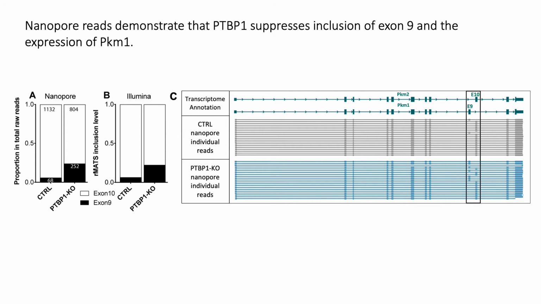When we observed the regulation of our gene of interest PKM by the RNA binding protein PTBP1 using Nanopore raw reads, there was an increase in the usage of exon 9 in the absence of PTBP1. This was shown previously using Illumina reads quantified by rMATS inclusion analysis. Nanopore was able to recapitulate the conclusion that PTBP1 suppresses the inclusion of exon 9 and the expression of PKM1 in the follicular B cells.